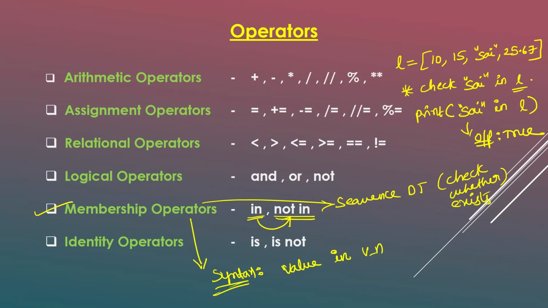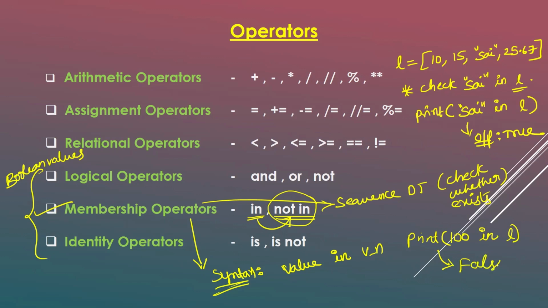Usually, these logical operators, membership operators, and identity operators return Boolean values only, true or false. Suppose I want to check whether 100 is available in it. So I write 100, give the in operator, and check in the variable L. Is 100 present in this list? No. So that time the output will be false.